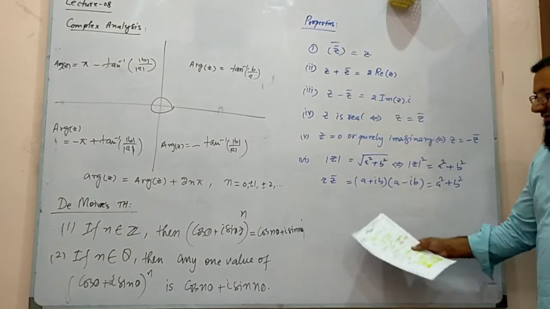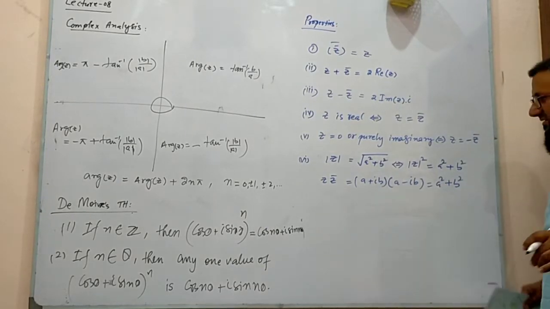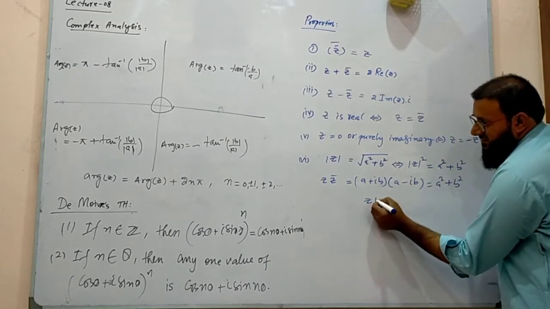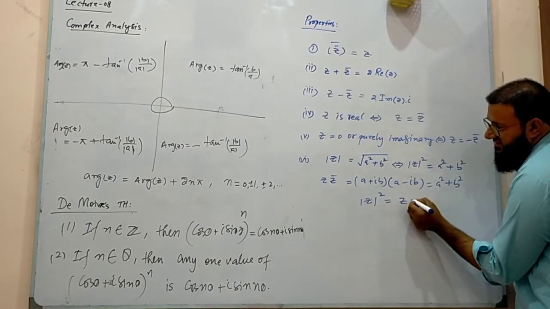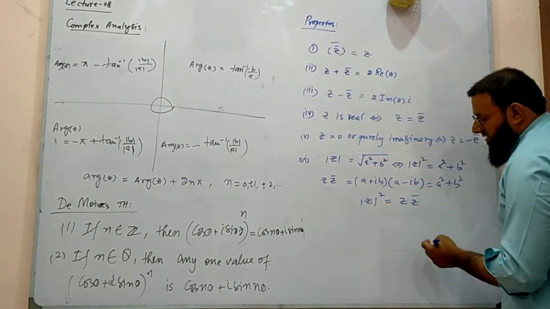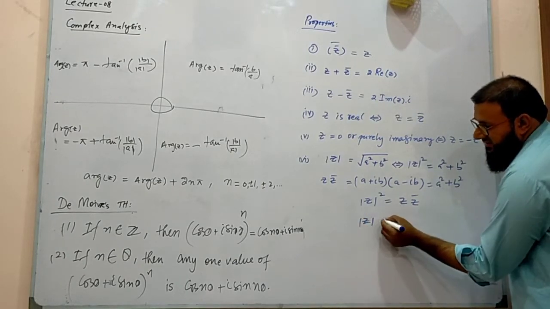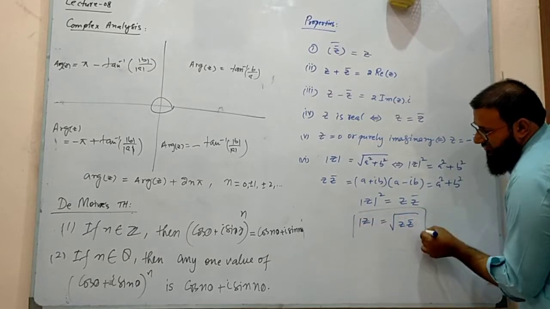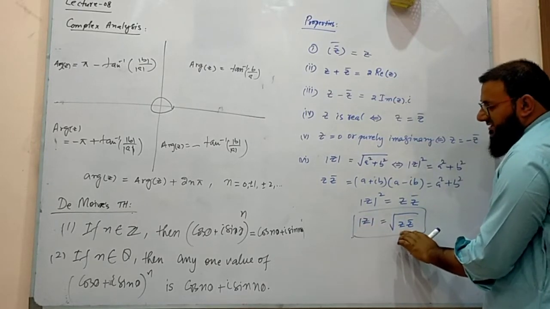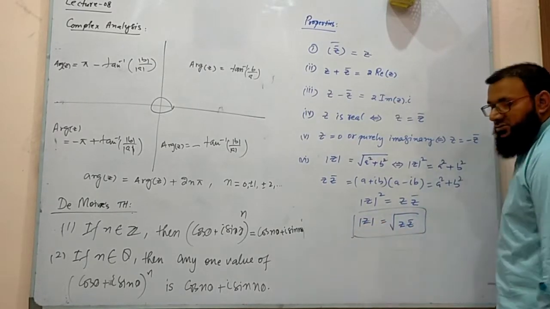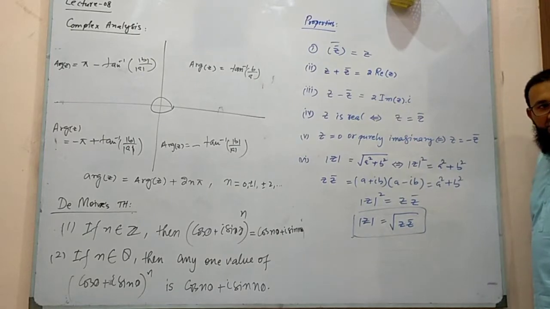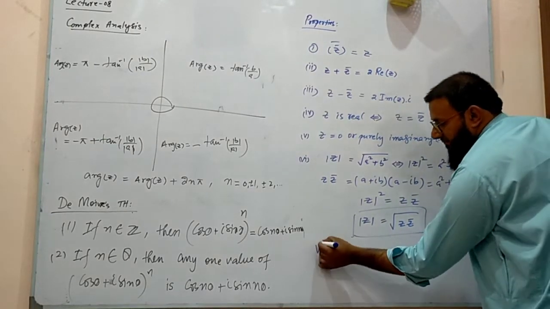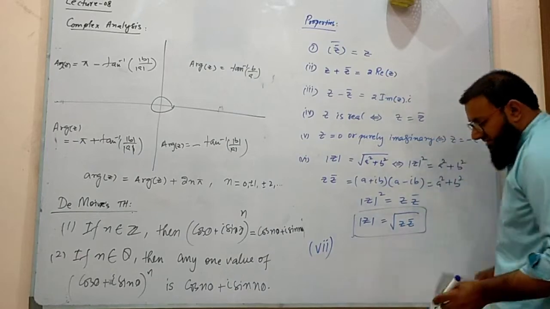Same thing, we know very well when we multiply these two things, we get this. It means the modulus of z squared is the same as z times z conjugate, and we can say that the modulus of z is the square root of z times z conjugate. So when you multiply z with its conjugate and take its square root, you will get exactly the modulus. Okay. Number 7.